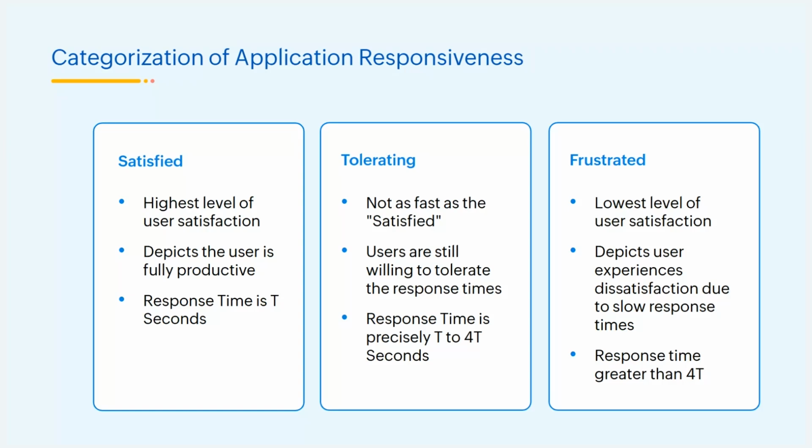So the last one is frustration. This category represents the lowest level of user experience, where the application's response time is below the tolerating threshold. So users in this category are more likely to be frustrated with the application performance as it does not meet their expectation.